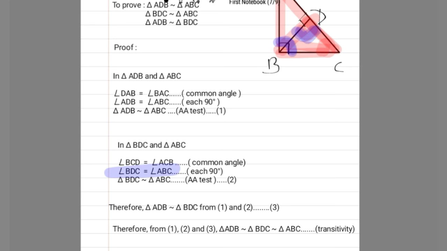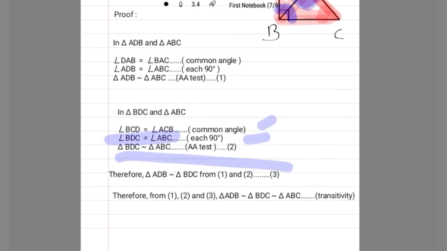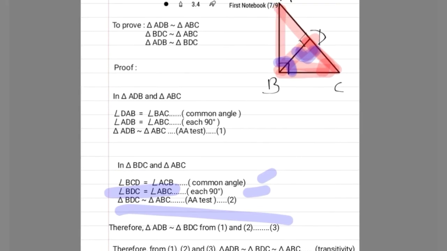And after that, if these two angles become congruent to each other, then we can say that these two triangles are similar to each other by AA test. Again we have used the concept of AA test here. So we have proved the second thing also, that is triangle BDC is similar to triangle ABC. We have proved both the things.